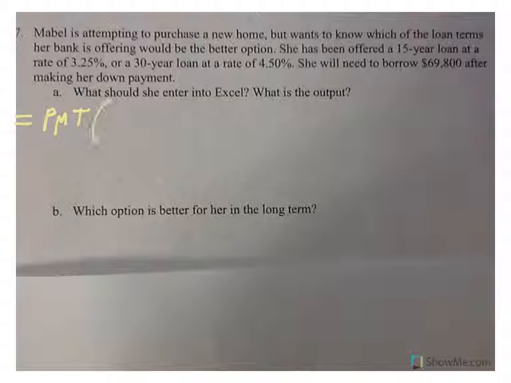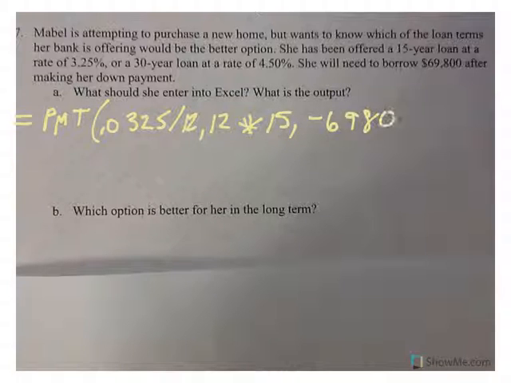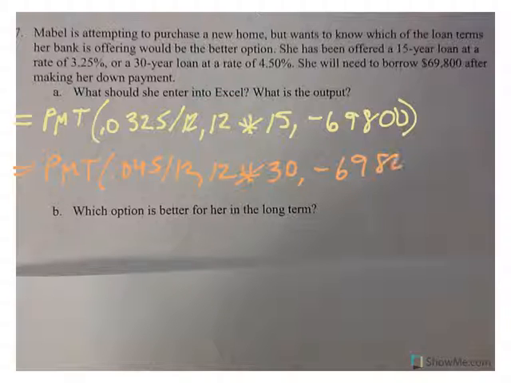All right, so 15-year loan, 0.0325 divided by 12, 12 times just 15 years, and she's going to borrow 69.8. Okay, then we'll do her 30 years, PMT. That has a different rate, 12 times 30, but she's borrowing the same amount of money.